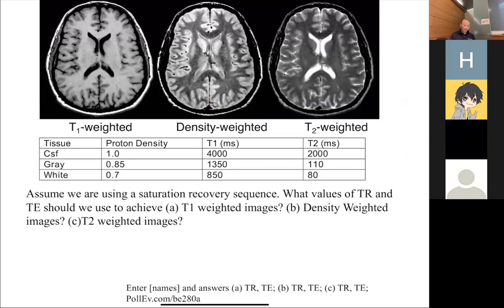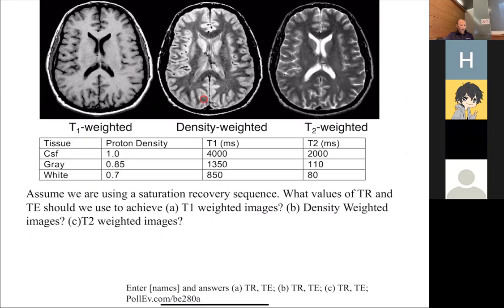And so what we'll do later in the course is we're going to get back and look at these three different tissues, CSF, gray and white. You see they have different T1s and different T2s. And they also have something different that we haven't talked about yet, which is proton density, which is how much water there is per unit area, or per unit weight. So that's also going to play into what the images look like.